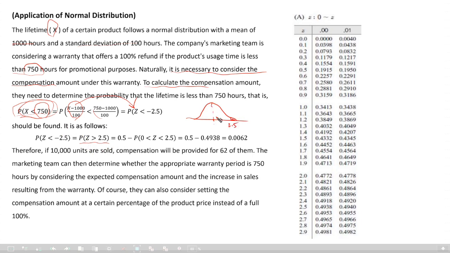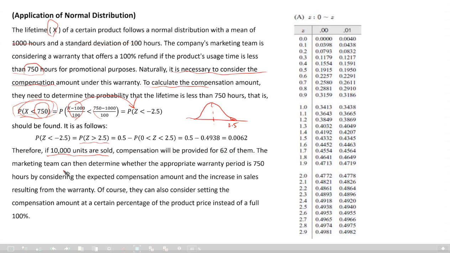Then half of a normal distribution, 0.5 minus the area from 0 to 2.5, that is 0.4938. So 0.0062. In other words, if 10,000 units are sold, then compensation will be provided for 62 of them.